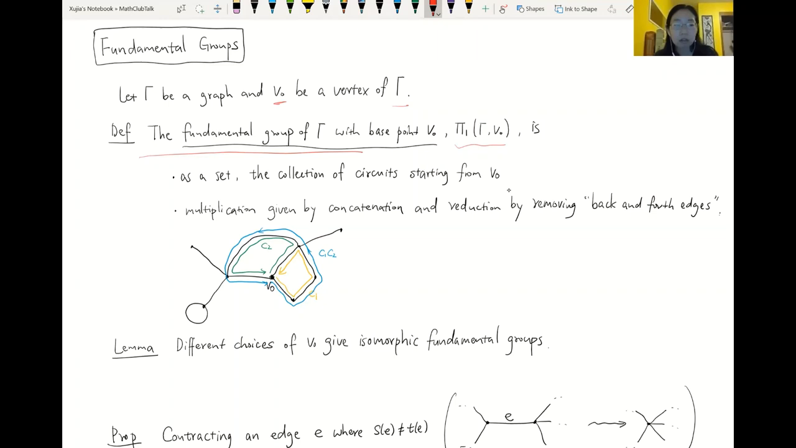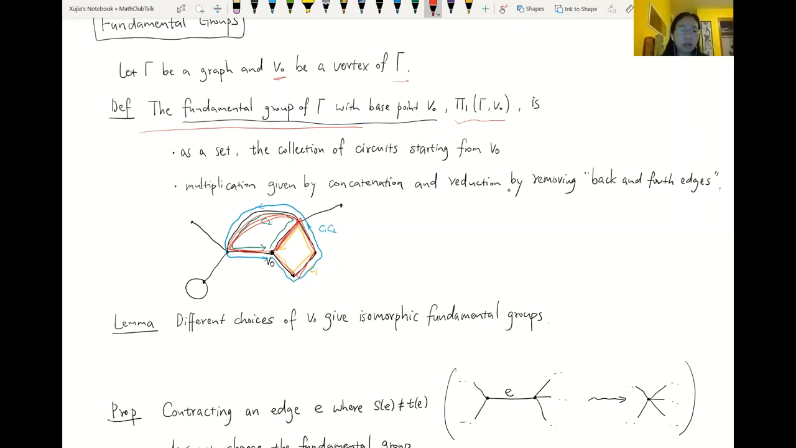For example, in this graph, this yellow guy, C1 here, is a circuit, goes this way. This green guy, C2, is another circuit. When we multiply C1 by C2, we go along C1 first, and then we go along C2. We can see this is a back and forth edge, so we just remove it. We just go this way. This is C1 C2. You can easily see this is a group. The identity element is just you don't do anything, you stay here.